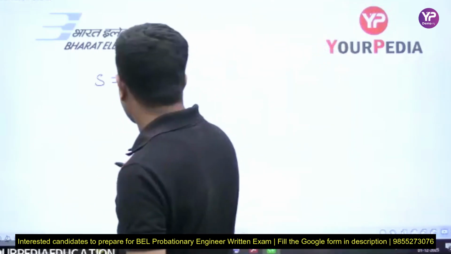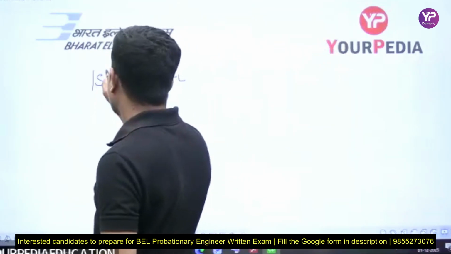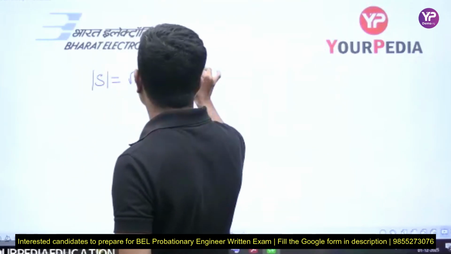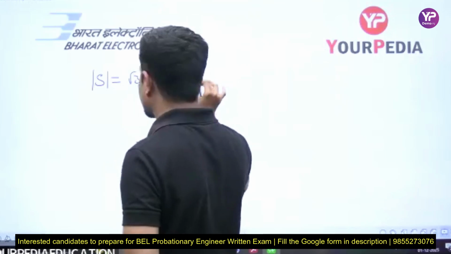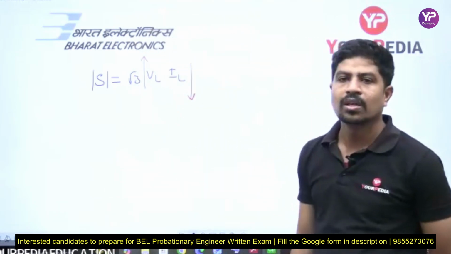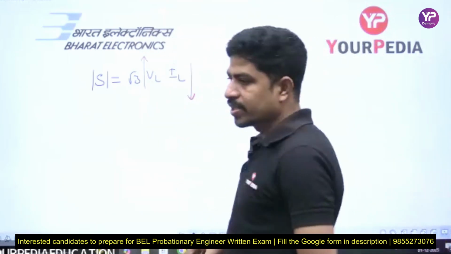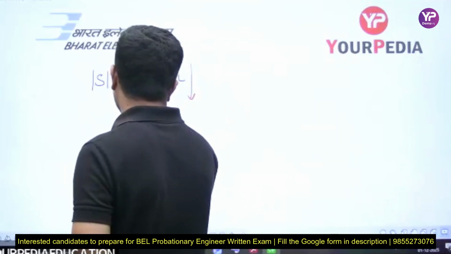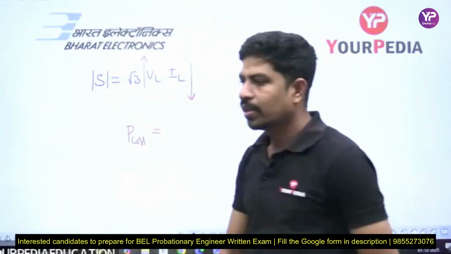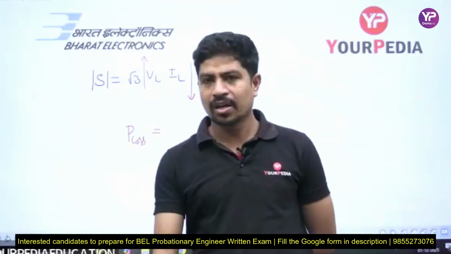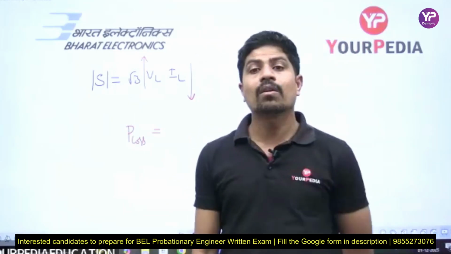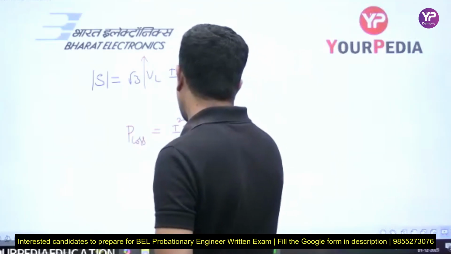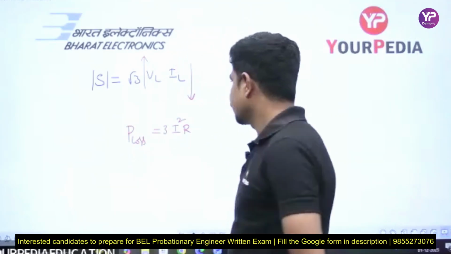Now tell me, for a constant power, if I go for more voltage, obviously my current will decrease. Yes or no? What is the power loss formula in the transmission line? The transmission line is made up of conductor, and every conductor will have some resistance. The power loss due to resistance is equal to I square R, 3I square R in fact.